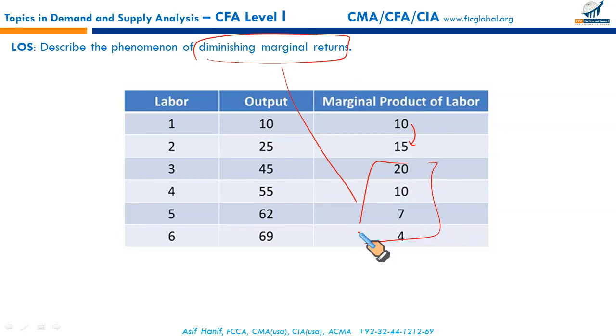Now, what would be the justification? Why has it happened? Why has the increase in number of labor not caused a constant increase, or an increasing increase in the marginal product of labor? The reason being that in the short run, at least, our fixed capital doesn't change. So just adding on more workers will not increase your output increasingly.